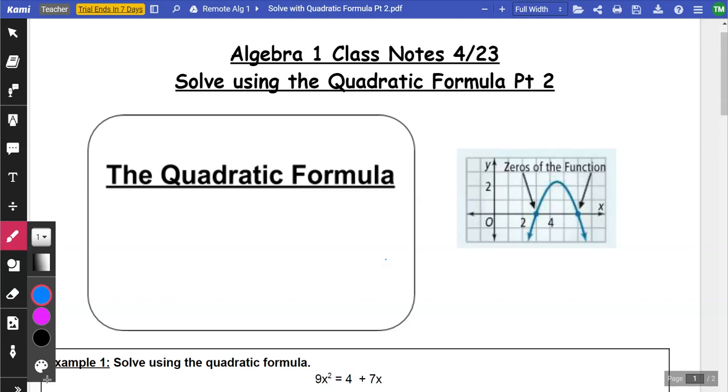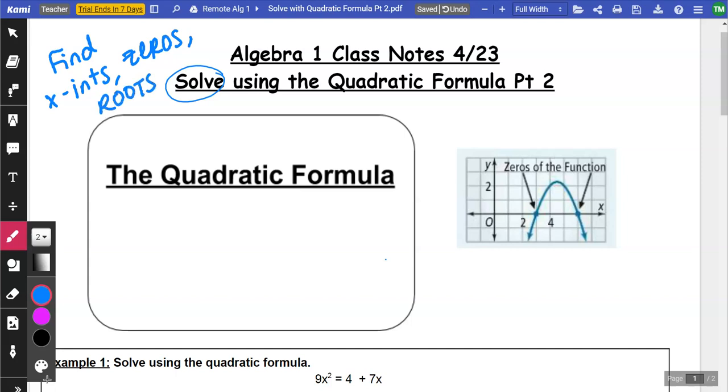So we're still solving these equations using the quadratic formula. When we solve quadratic equations, what is it that I'm really asking you to do? I'm asking you to find the x-intercepts, or you can also call them your zeros, and you can also call them roots. So we're trying to find those x-intercepts or roots or zeros. Those all mean the same thing in this case.